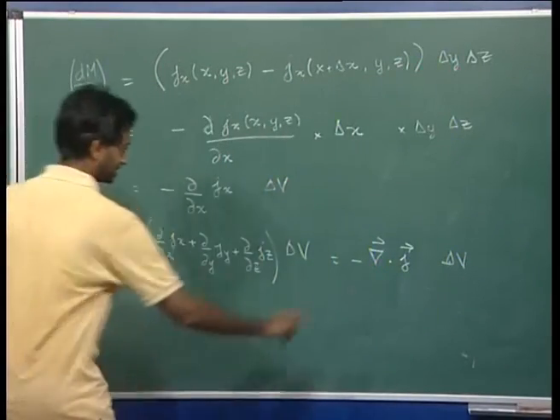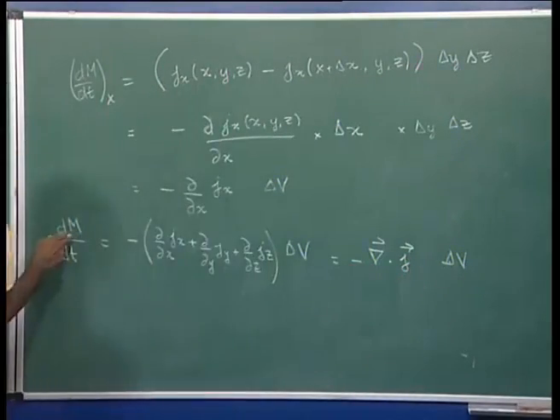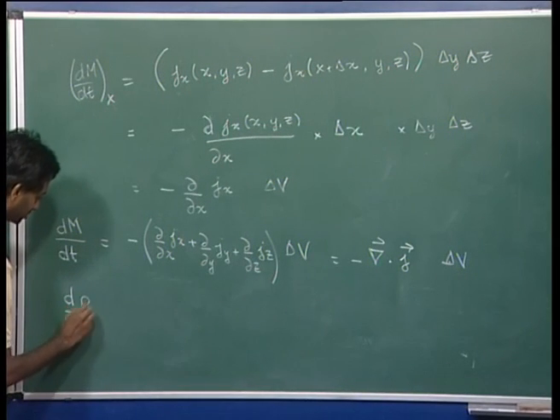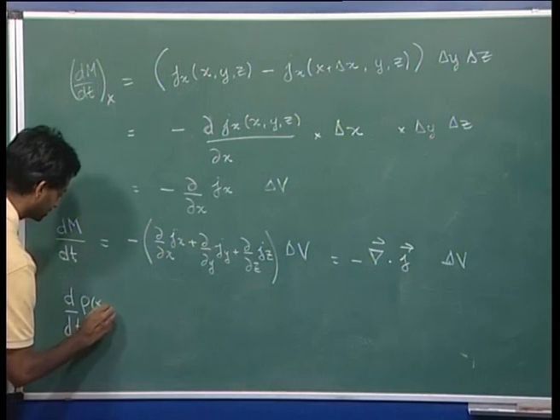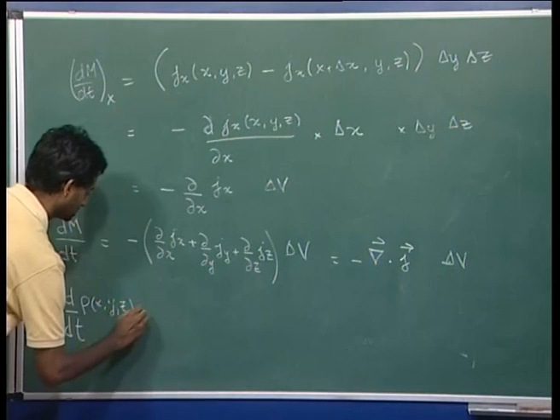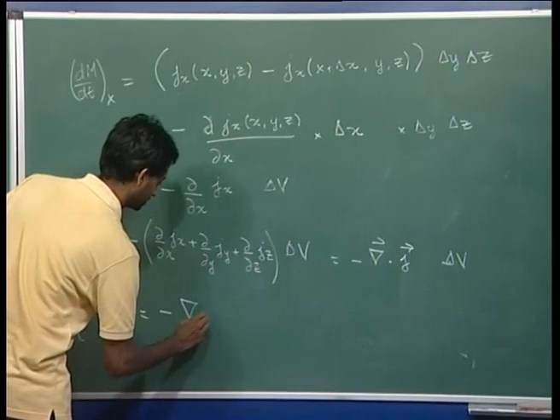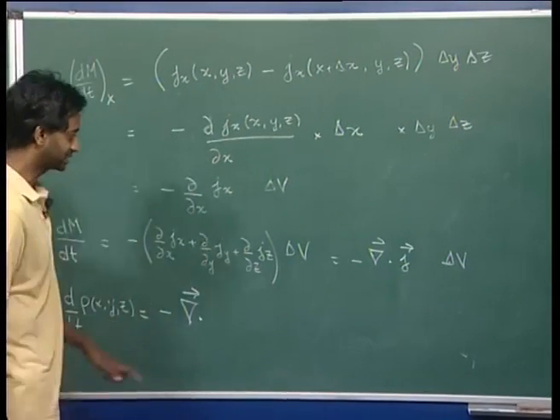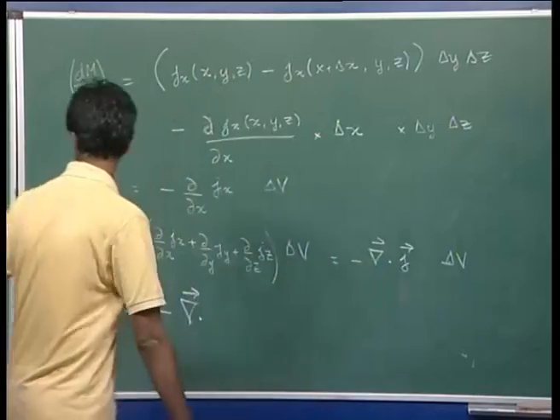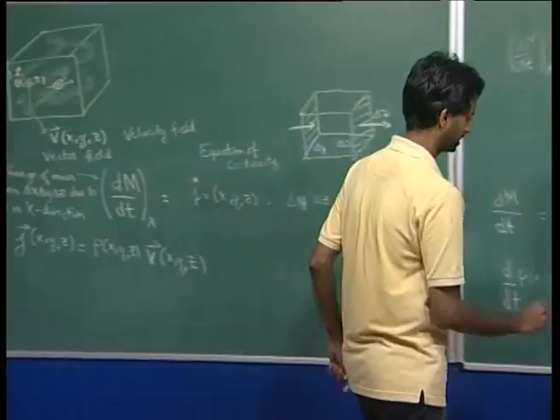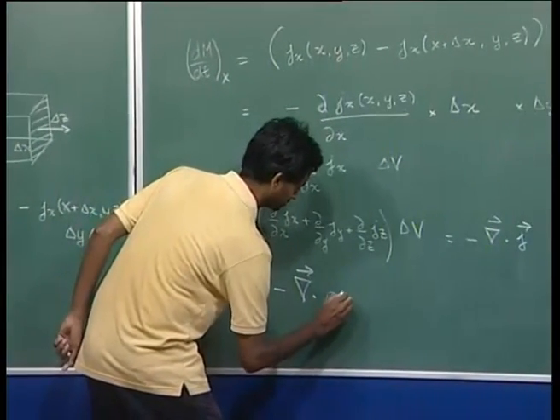And if I take this delta v on the left hand side and use the fact that m divided by delta v is nothing but the density, then I can write d by dt of rho, which is a function of x, y, z, is equal to minus del dot j. Now I can substitute for j: j equals rho times v. So minus del dot rho v.